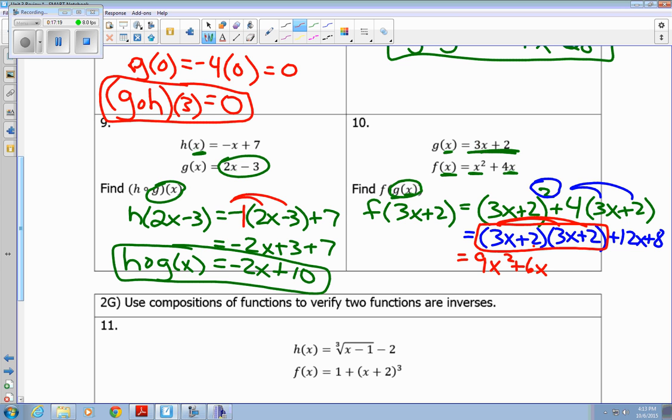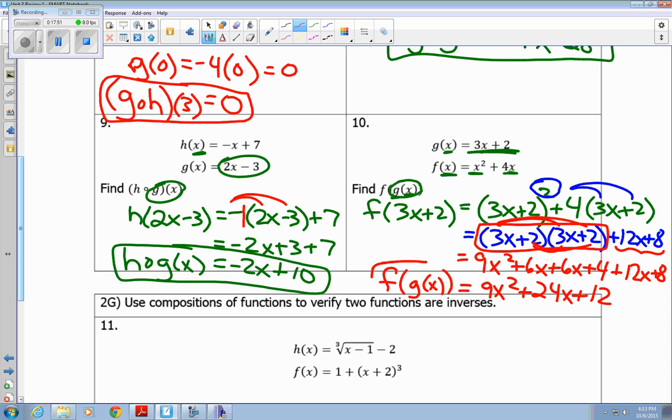Close. And now let's bring this 12x down. Plus 8. Get our like terms together. Oh, that's a lot of stuff. There's a 9x squared. 6x plus 6x plus 12x is 24x. And 4 plus 8 is 12. So all this craziness, f of g of x equals 9x squared plus 24x plus 12.